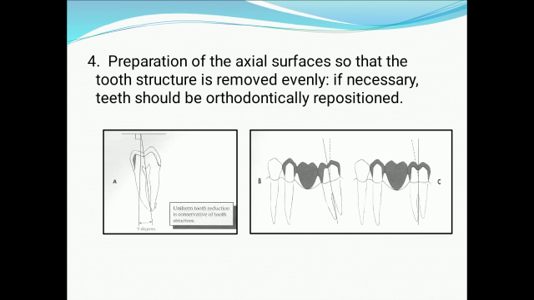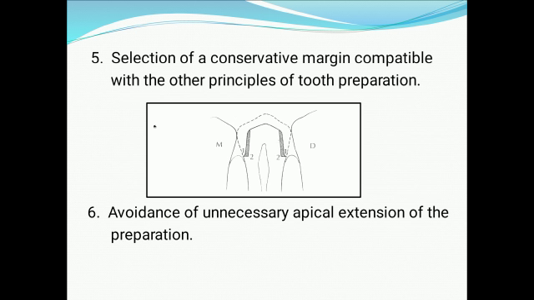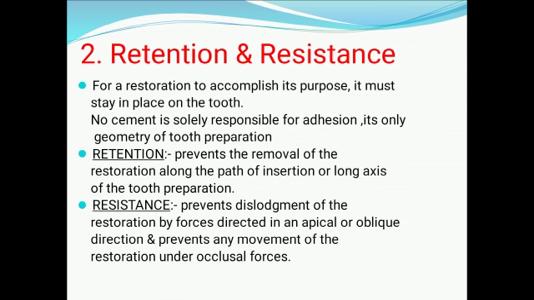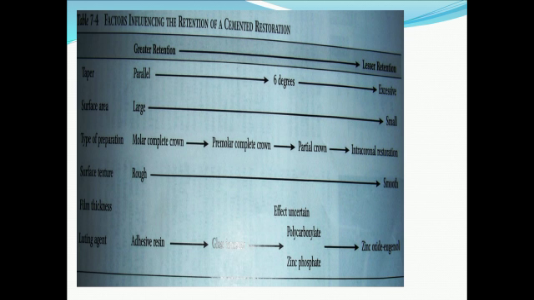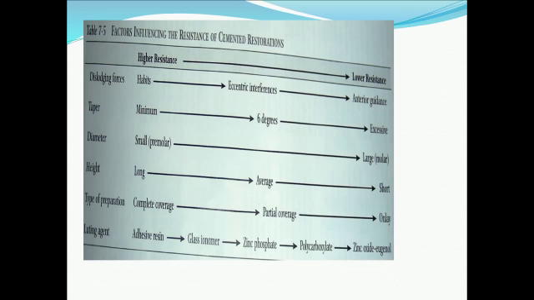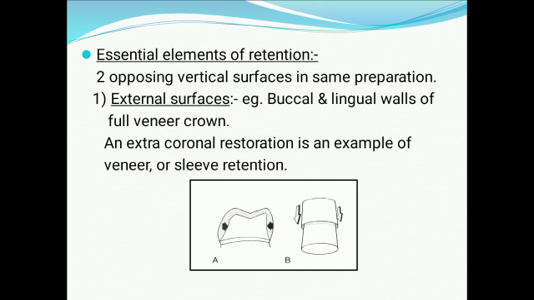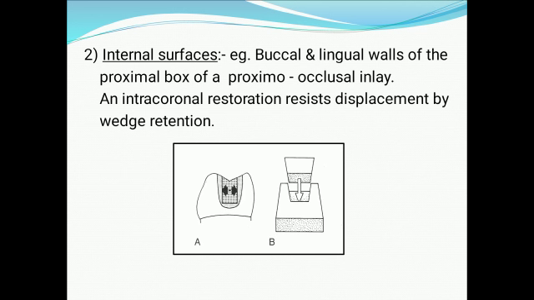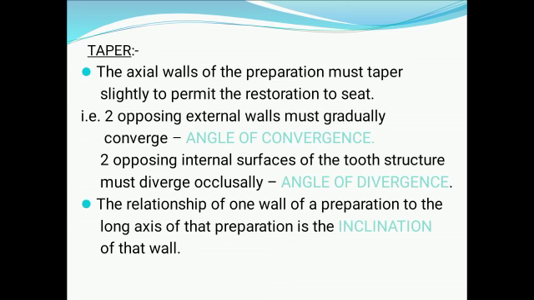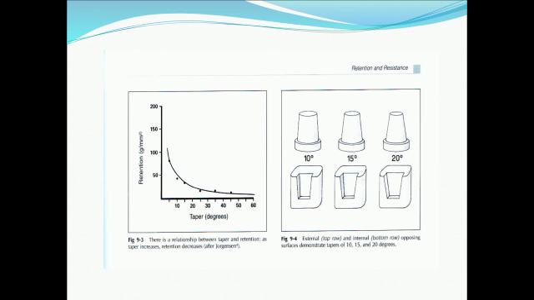Preservation of tooth structure. Miller states that preservation of what remains is more important than the meticulous replacement. Coming to the retention and resistance form. Retention prevents the removal of the restoration along the path of insertion on the long axis of the tooth. This can be defined as the ability of the preparation to prevent displacement of the restoration in a direction opposing the path of insertion.